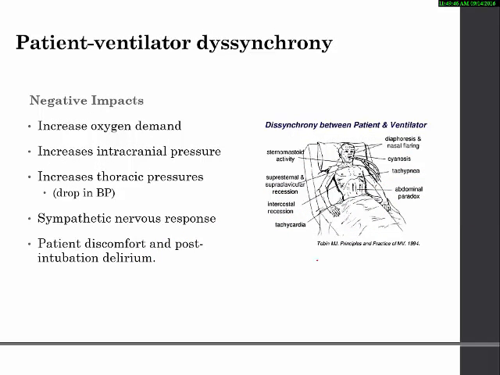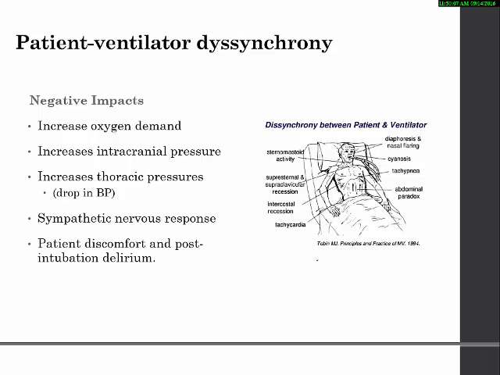So imagine you are waking up in a bed and you have a tube in your throat and you're pretty much paralyzed and you can't move. That's going to freak you out quite a bit. So they start working against the ventilator. It causes their blood pressure to rise. It's basically sympathetic nervous response kicking in. They're going to have increased oxygen demand, increased intracranial pressure. This is bad. You're basically scaring the crap out of your patient.